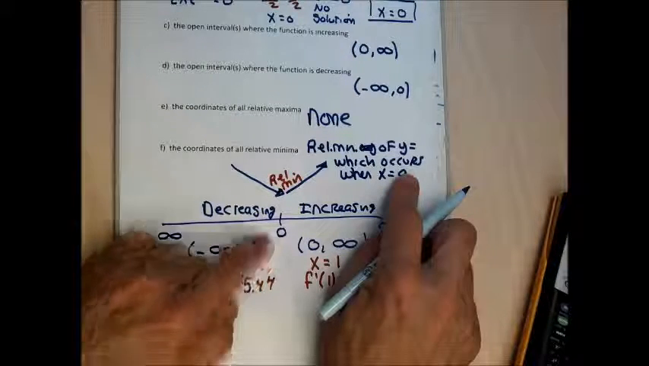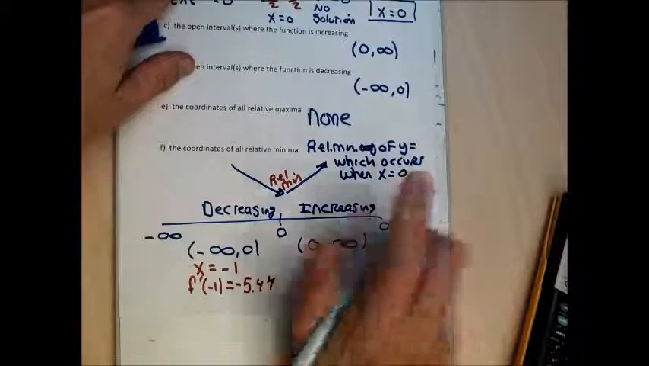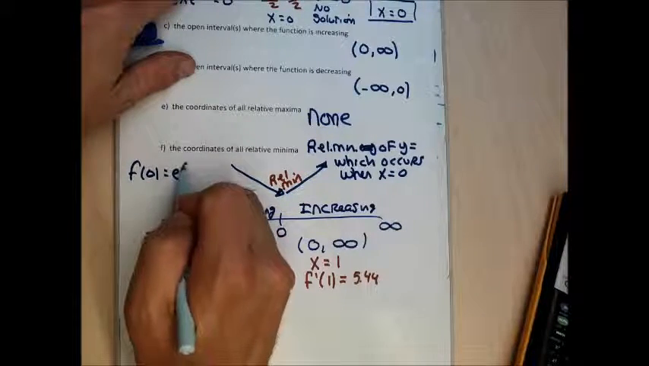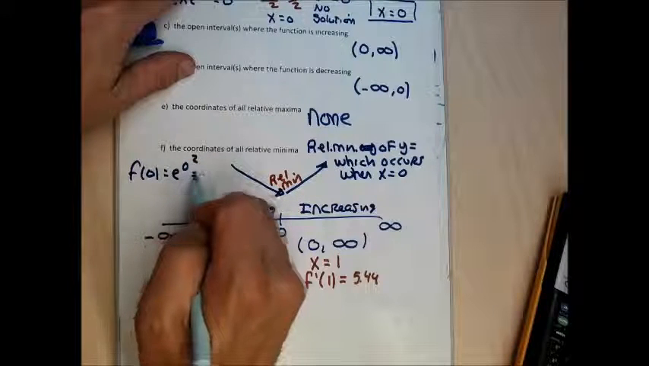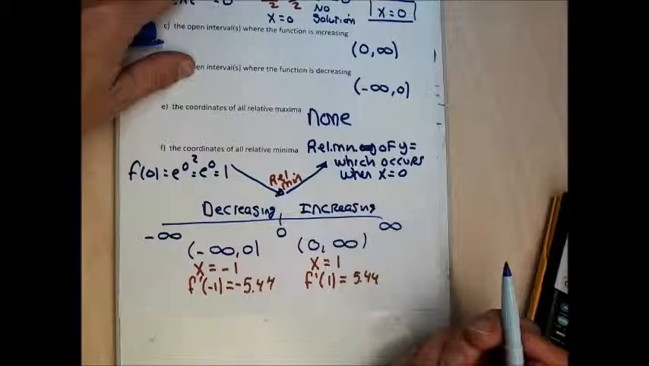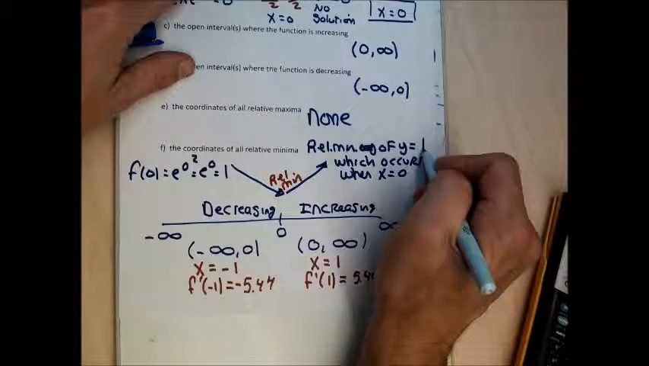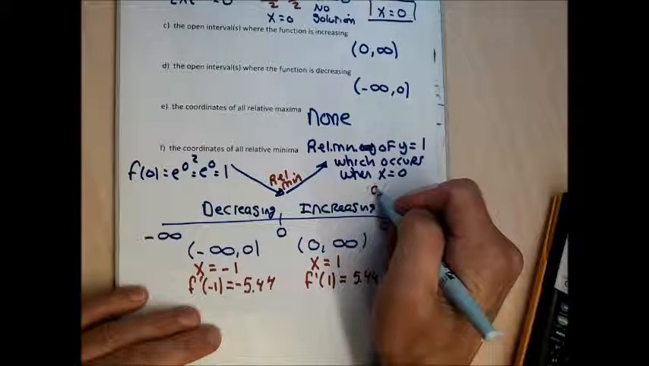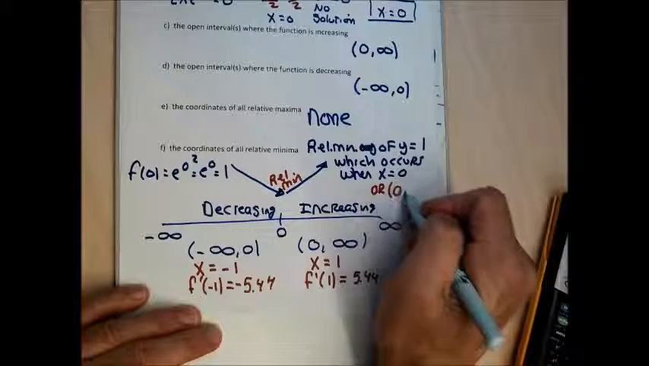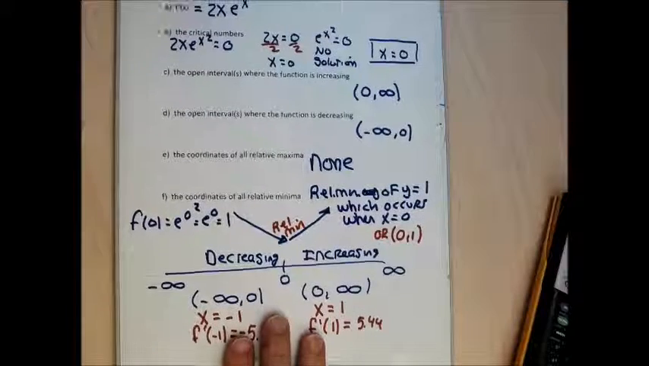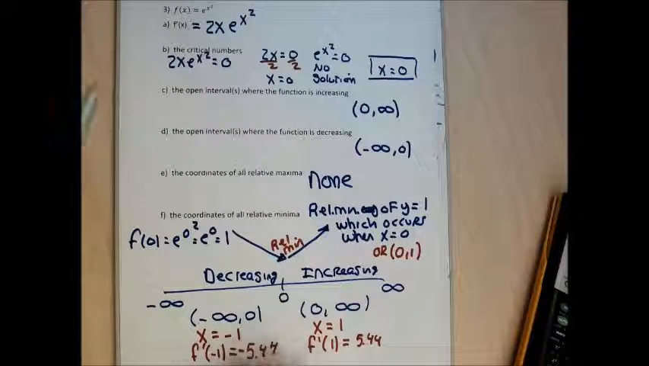To get the y value, I'm going to plug 0 in for the original function. I'm going to go f of 0 equals e to the 0 squared. That's going to give me e to the 0, because 0 squared is 0, and anything to the 0 power is 1. So I'm going to get a relative minimum of y equal to 1, which occurs when x equals 0. And if you want to, especially by the way the question is asked, you can just say the relative minimum is (0, 1), and I completely live with that. All right, that's everything for number 3.